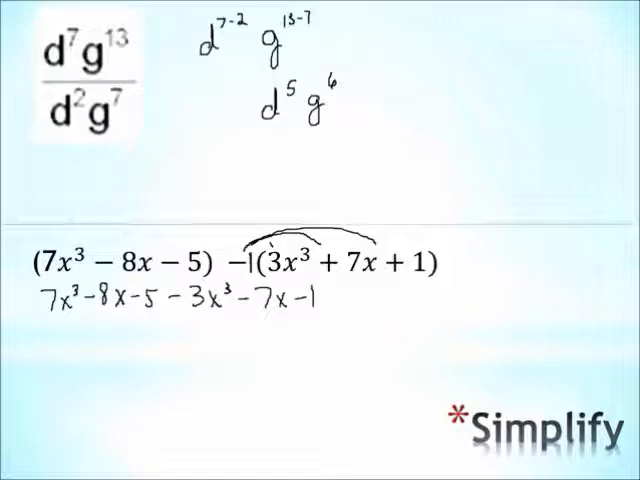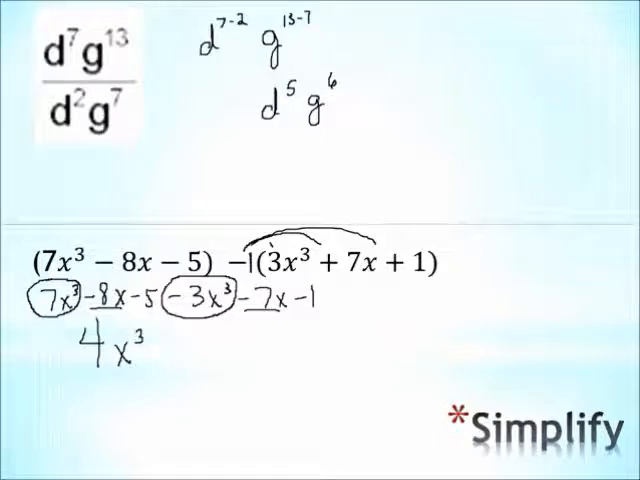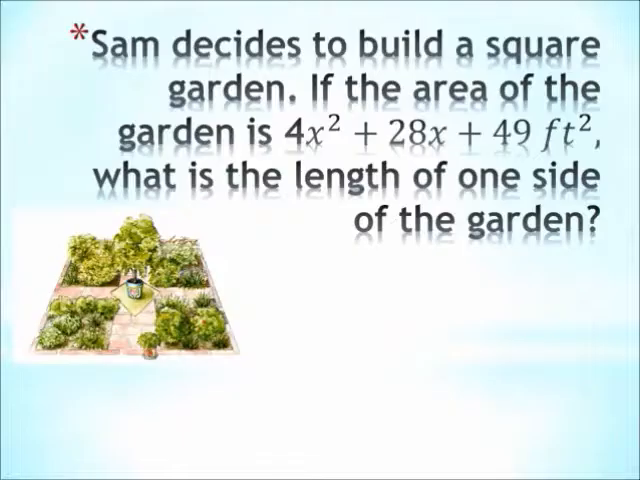So combining like terms, my -3x cubed is going to be combined with 7x cubed. My result is going to be 4x cubed. The next like terms are -8x and -7x. If we combine those, we get -15x. And then the last ones are -5 and -1. Combining those, we get -6. I hope you're taking notes, and I hope that this is helping.